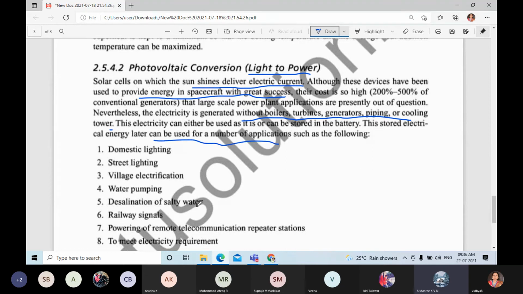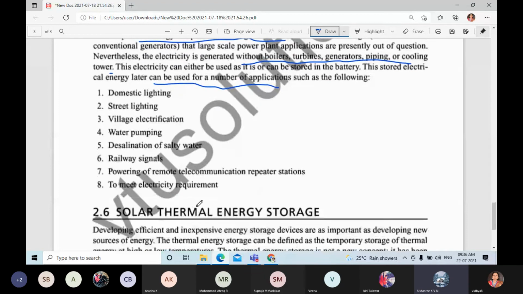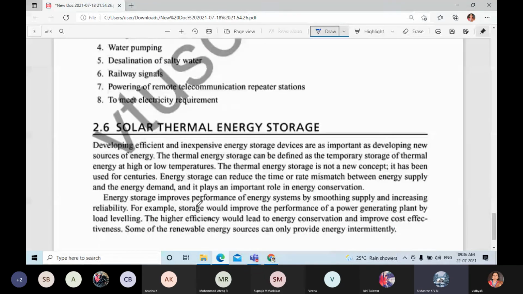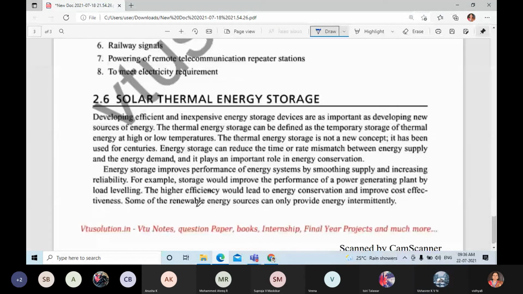The stored batteries are used in many types of applications. Those are domestic lighting, street lighting.